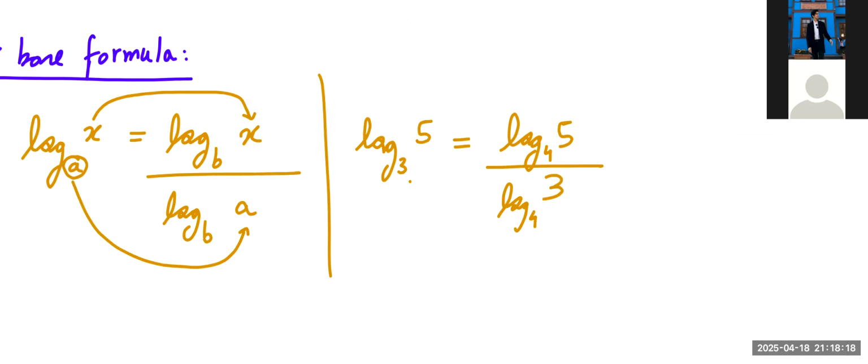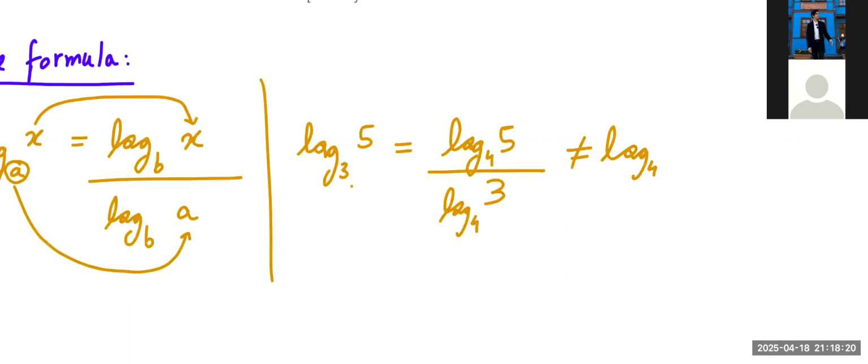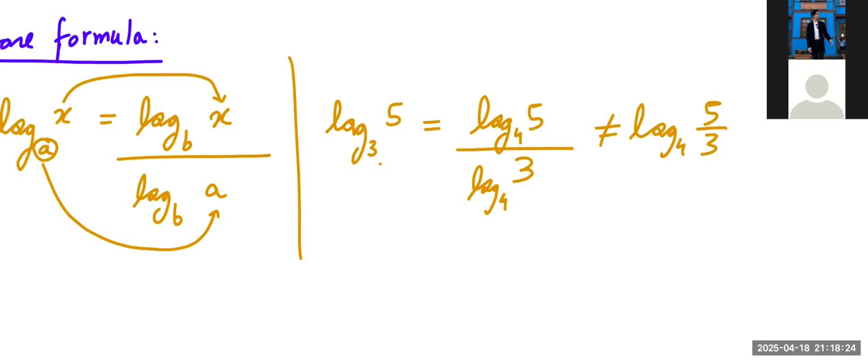This is not equal to that. So what is it equal to? You can't do anything to it. You just leave it in that form. It's a mess, I know, but you did a big thing. You changed the base.